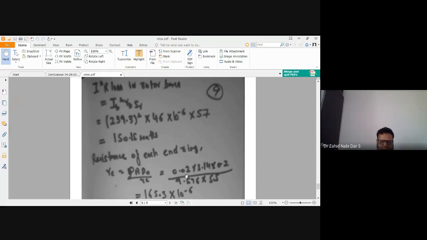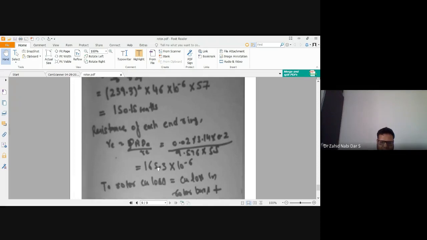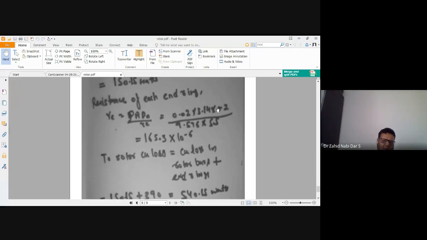And for the area, again you have to see 0.2 millimeter square. You substitute that value, and finally you get around 165.3 into 10 power minus 6. You just see here whether I have made some mistake, because I did not calculate it. The rotor copper loss I have taken from this book. I did not cross verify. I thought it might be right, but sometimes it can be wrong, some printing mistake. But the analysis is correct; the values you cross check.